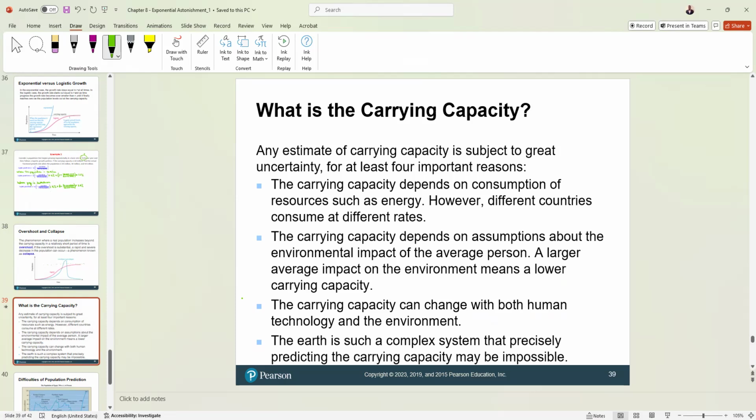But the fourth important reason: even if we could account for the many individual factors in the carrying capacity, such as food production, energy, and pollution, Earth is such a complex system that precisely predicting the carrying capacity may well be impossible. For example, no one can predict whether or how much the loss of rainforest species affects the carrying capacity. So it really all depends on what we're doing.